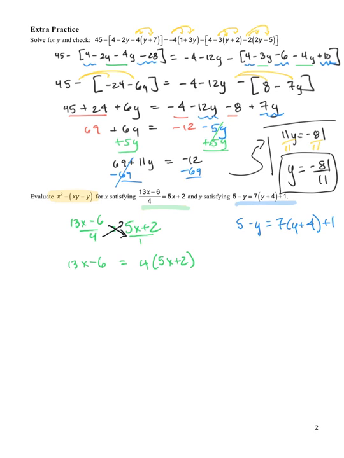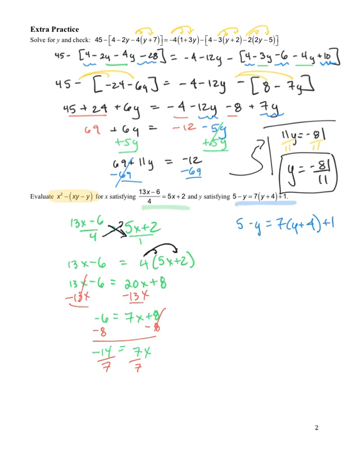Now, what else could I have done? I could multiply both sides by 4, and it would give me the same thing. Now, at this point, I'm going to distribute. So I have 13x minus 6 equals 20x plus 8. I'm going to solve for x by first subtracting 13x from both sides. So far, so good. And then move the constant over by subtracting the opposite operation, which gives me 7x equals what? Negative 14. Then divide both sides by 7. Oops. I say 7 and I write something else. And that gives me x to equal negative 2. So I now have the value of x.